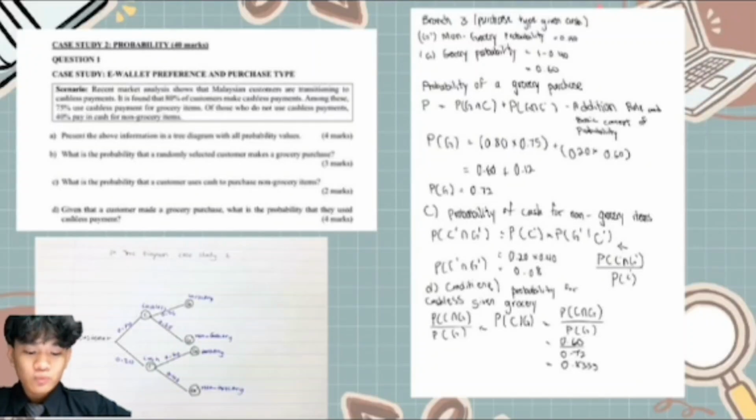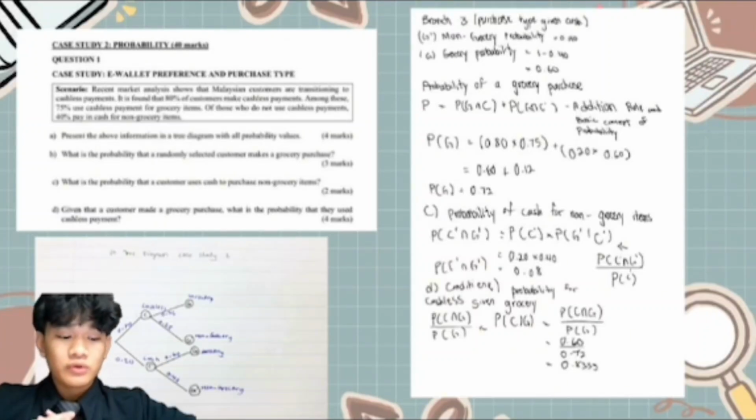For part B, we do a calculation too. The probability of a customer making a grocery purchase is 0.72, or 72%. Based on our calculation, we multiply the grocery and non-grocery shares for cashless and cash, so we get the grocery purchase.